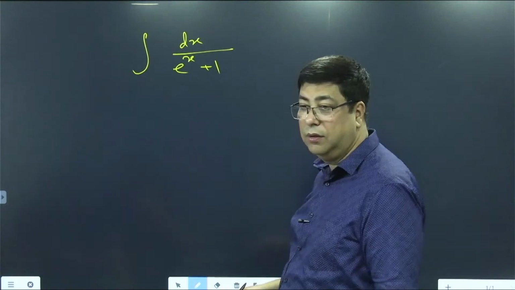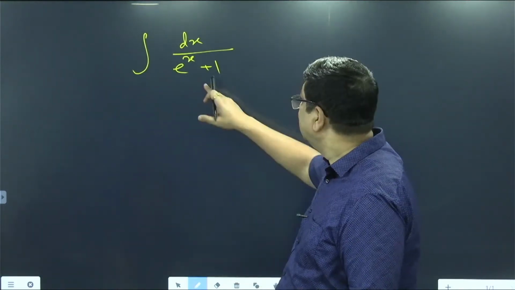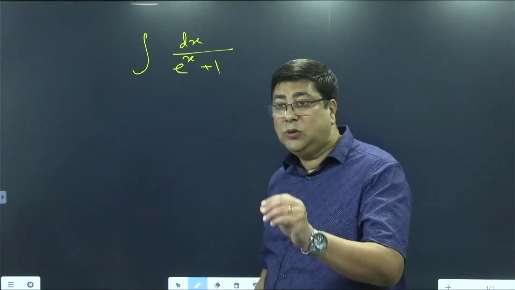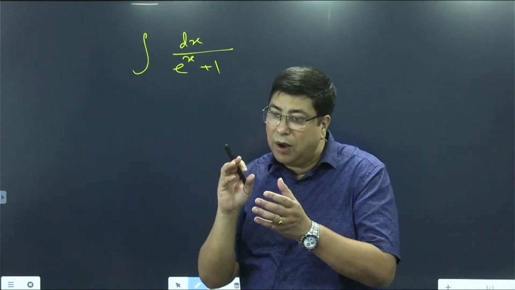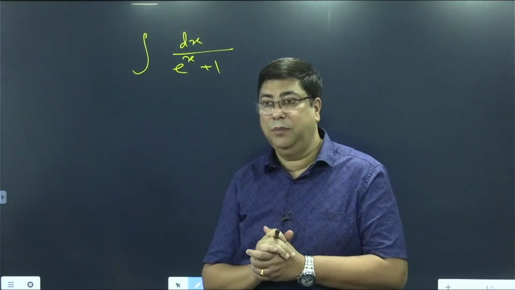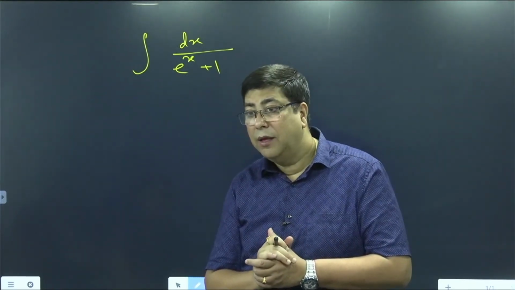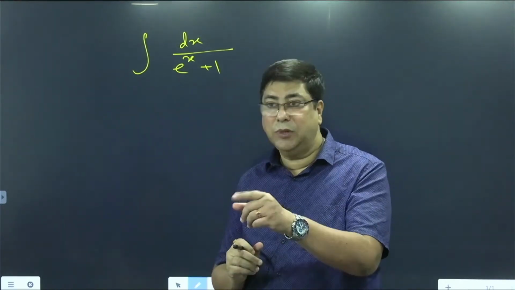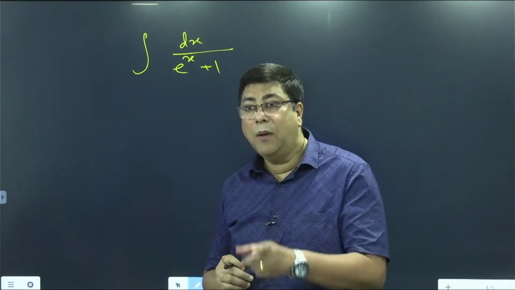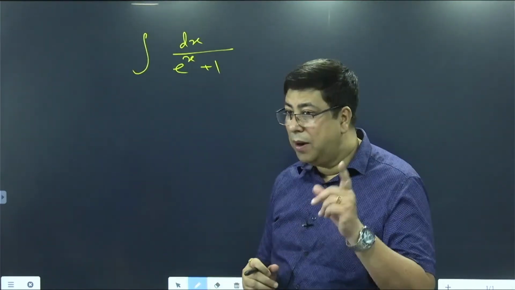Directly we can take e to the power x plus 1 as t. But the better way is that whatever you are planning to take as t, its derivative should be present in the sum. Then what to be done? Remember this method. Let us multiply numerator and denominator by e to the power minus x.